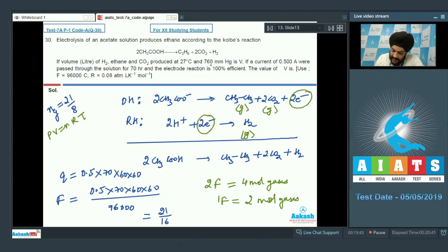The value of P is 760 mm, which will be converted to 1 atmosphere. So V is equal to nRT/P. The value of n was 21 upon 8. The value of R given to us is 0.08. The value of temperature is 300 Kelvin. So when we solve this expression, we have the value of V as equal to 63 liters.